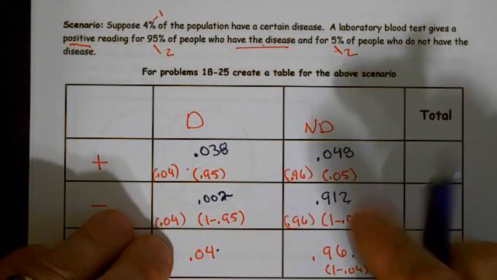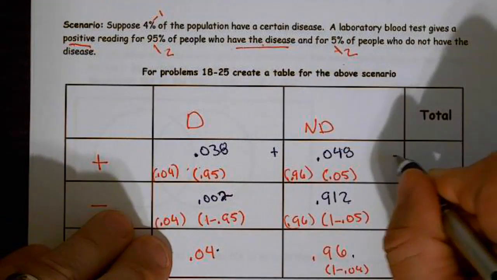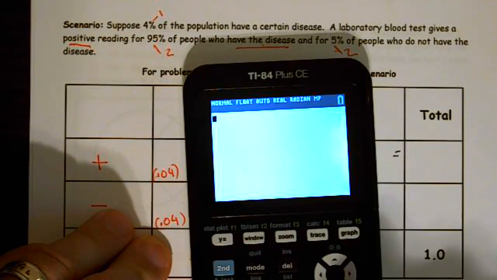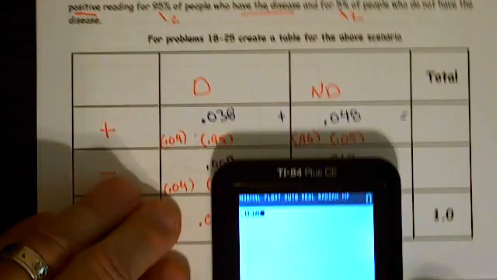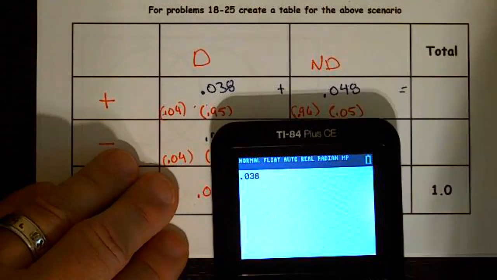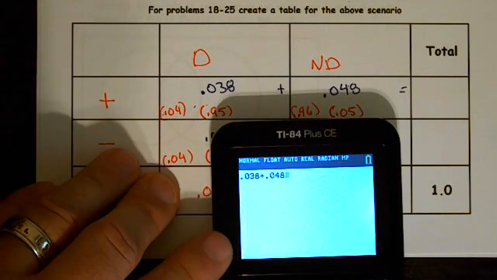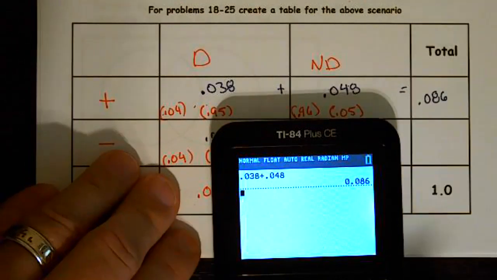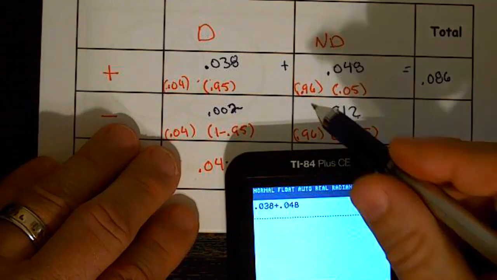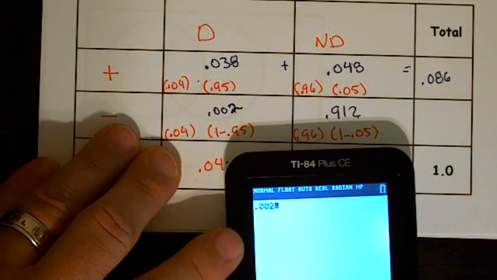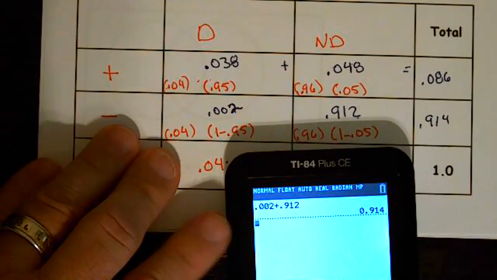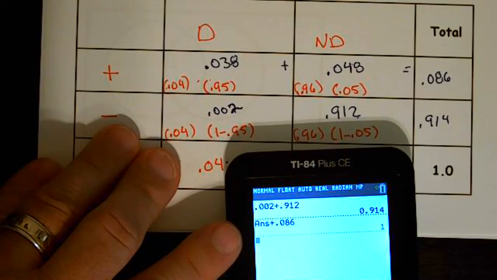Now I need to get these values. Well, if I put a plus sign here and an equal sign there, this plus this, so 0.038, let me clear that out, 0.038, which came from right here, plus 0.048, equals 0.086. And then the next one, 0.002 plus 0.912 equals 0.914. Let's check this out. Let's add the 0.086 to it, and we get 1 whole.